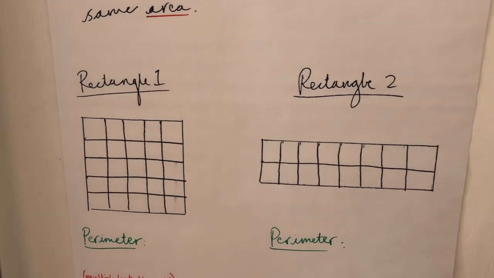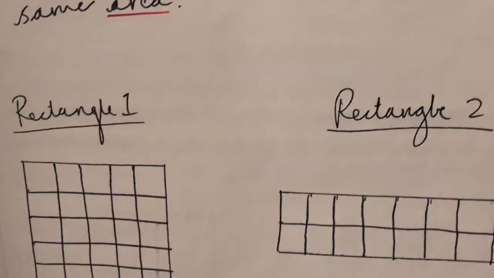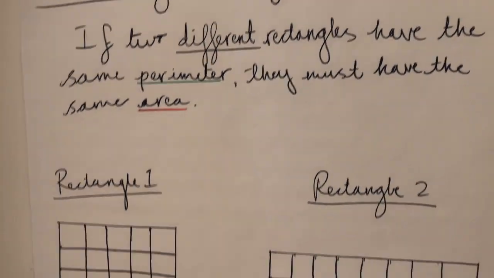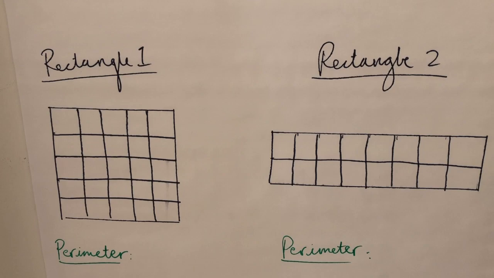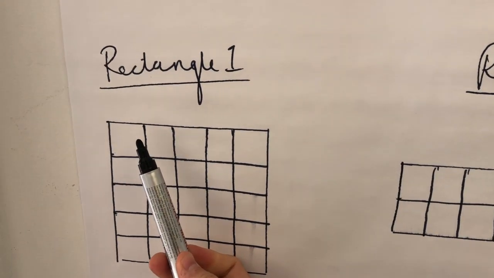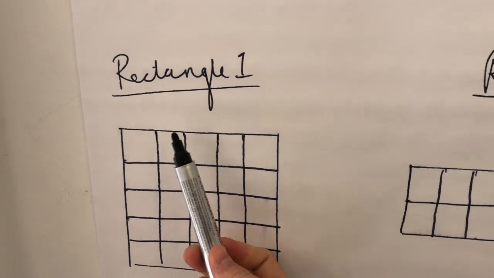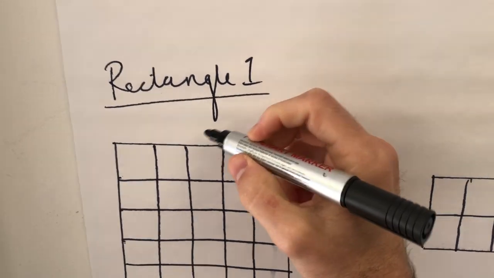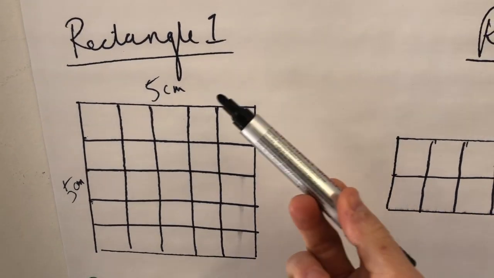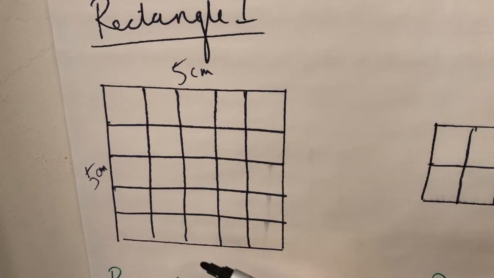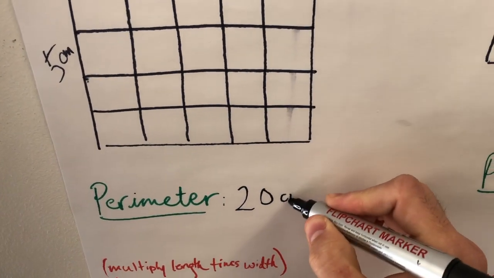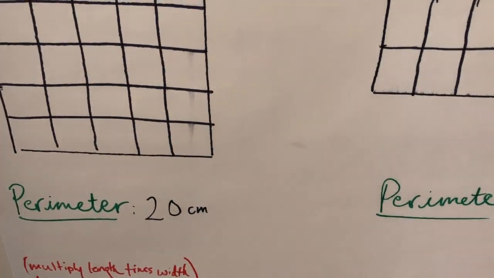Okay, so here we have two different rectangles, rectangle 1 and rectangle 2. We said if two different rectangles have the same perimeter, they must have the same area. Well, let's see if they even do have the same perimeter. Rectangle 1, again, this is not to scale, but it's just so that you can see better. Rectangle 1 is a square actually, and each side has a length of 5 centimeters. So if we were to add 5, add 5, add 5, add 5, our perimeter would be, that's right, 20 centimeters. Gotta make sure we get our units in there.